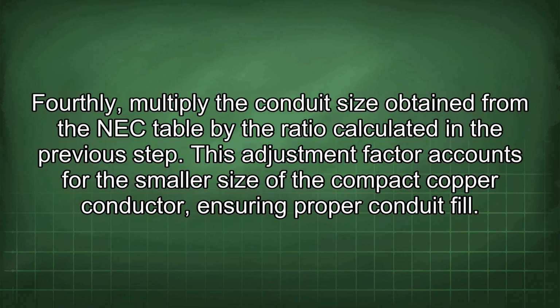Fourthly, multiply the conduit size obtained from the NEC table by the ratio calculated in the previous step. This adjustment factor accounts for the smaller size of the compact copper conductor, ensuring proper conduit fill.